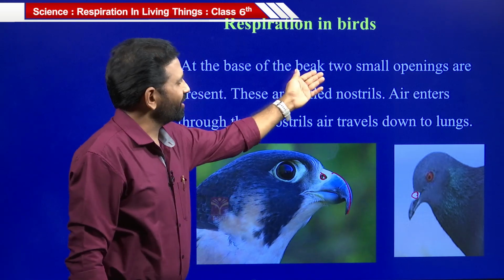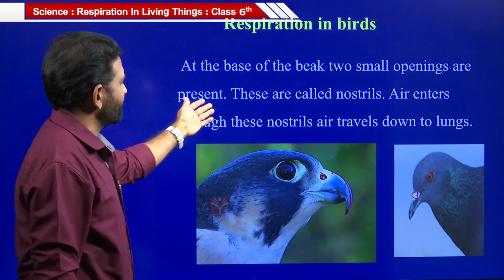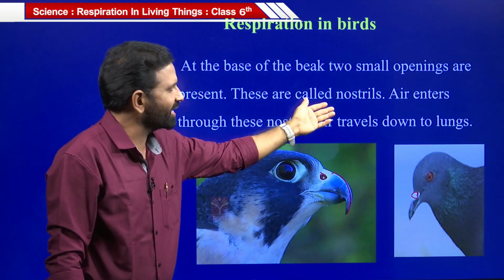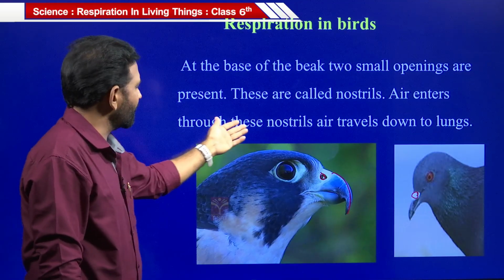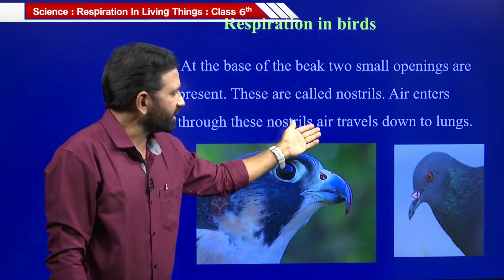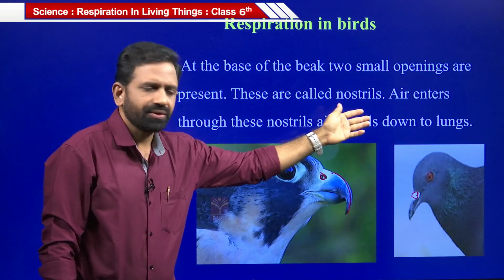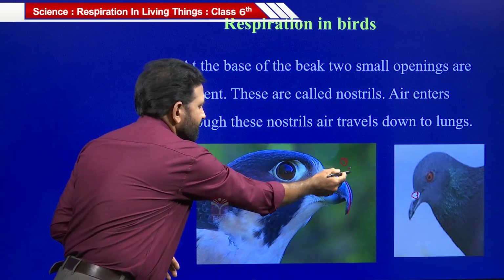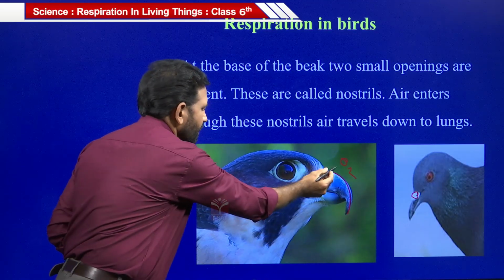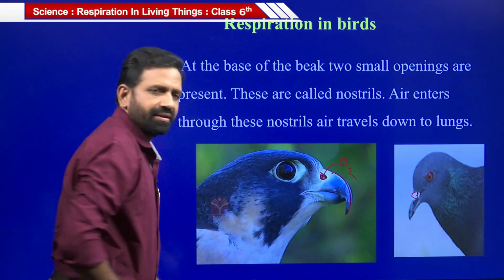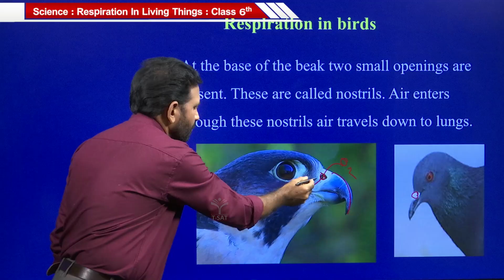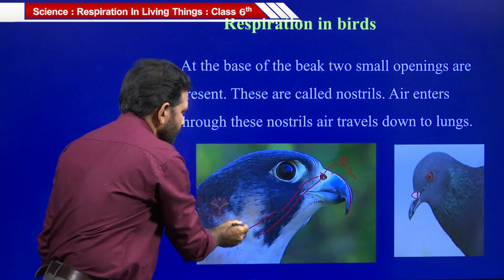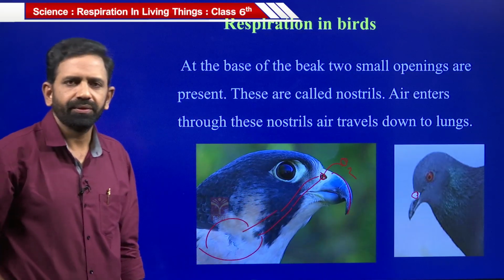At the base of the beak, two small openings are present. These are called nostrils. Air enters through these nostrils. Air travels down to the lungs. So students, see here, oxygen enters the nostrils and passes down to the lungs.